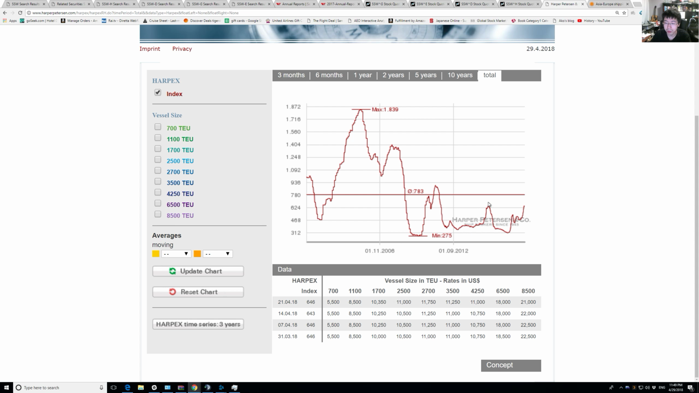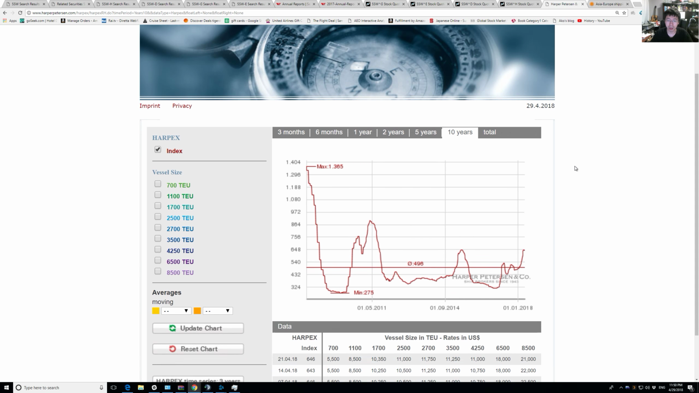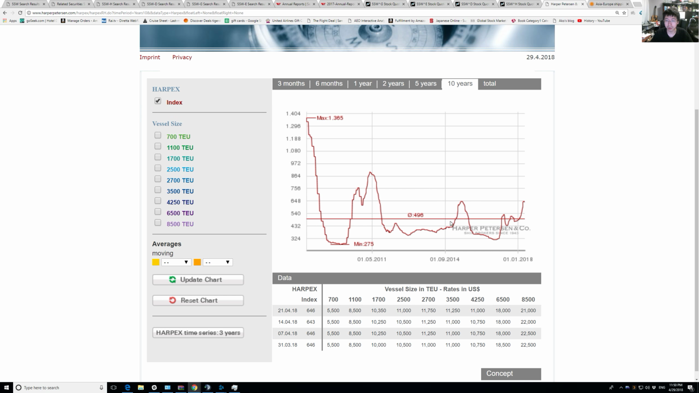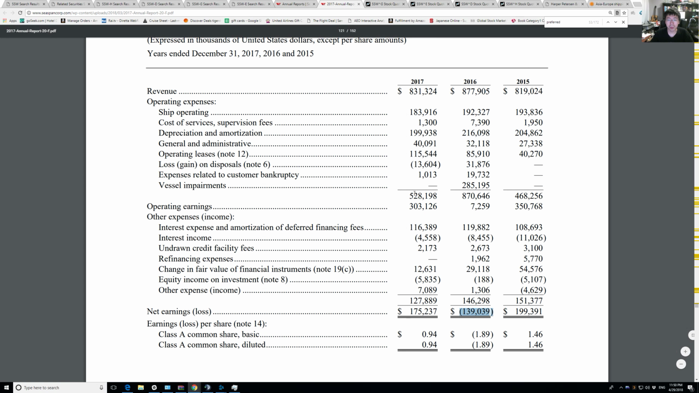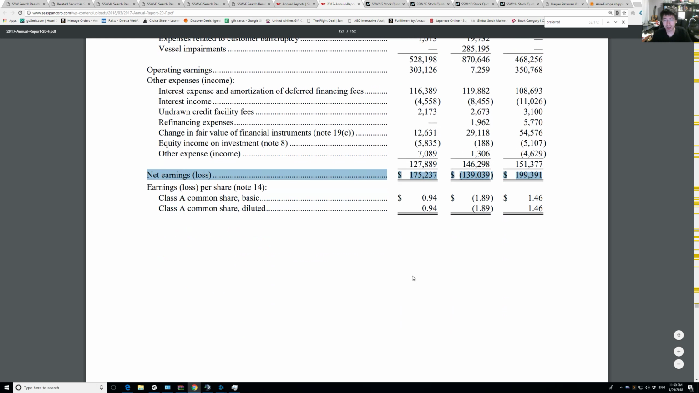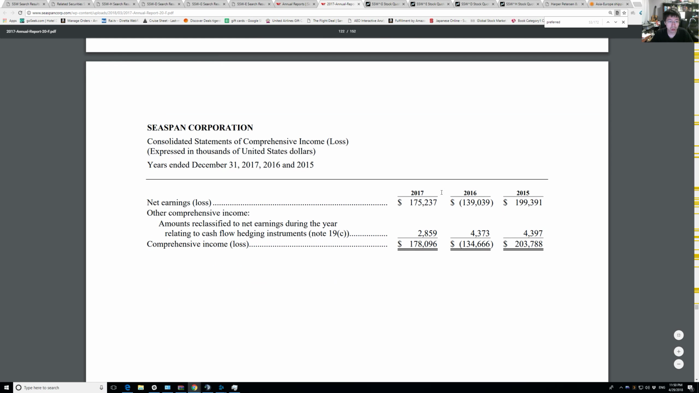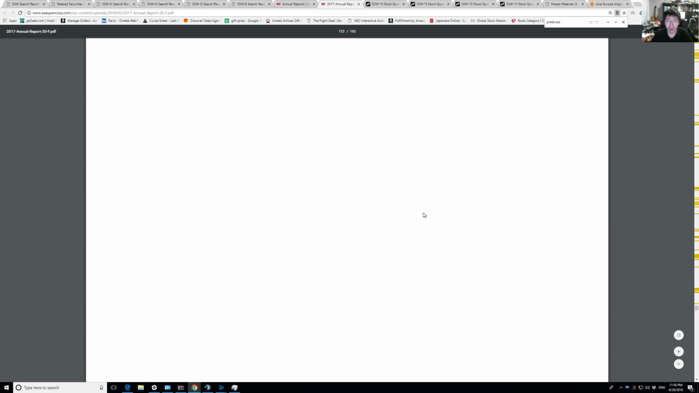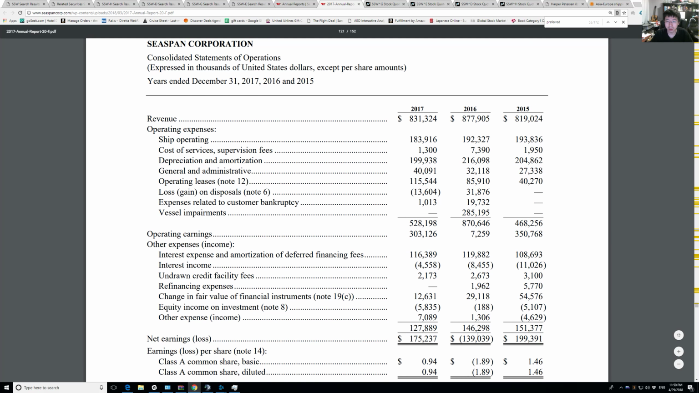Right, so 2015 had this bump, 2017 had this bump, 2016 was bad. If you look at 10 years, you can see that 2015 had a bump, 16 was really bad, 17 was okay, 18 is actually much higher now. So we should be expecting this profitability ticking up.